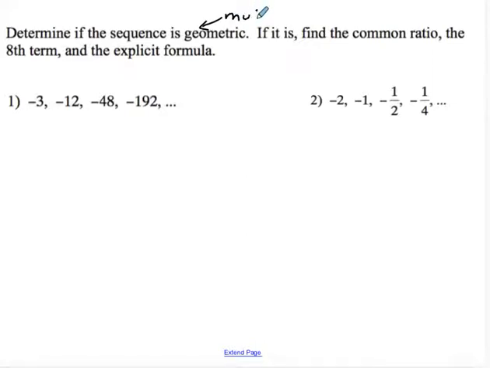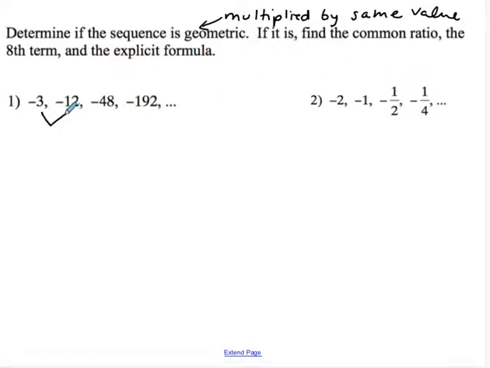So multiplied by the same value. And we call that value that we're multiplying by repeatedly the common ratio. So it's similar to an arithmetic sequence where we would be adding the same number every time, but here we're multiplying the same number every time.